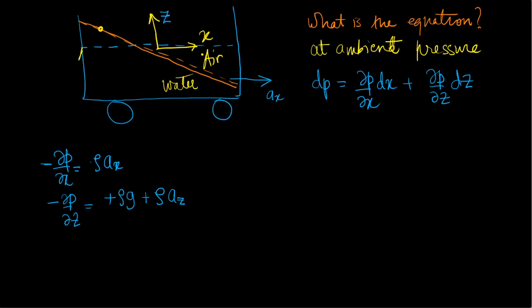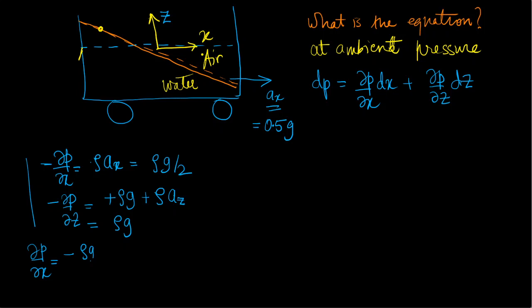So now let us substitute these equations over here, and in fact in the given problem we only have ax, az is equal to 0. So this particular expression becomes rho g, and it is given that the value of the acceleration is equal to 0.5 times gravity. So this will be equal to rho times g upon 2. So from these two equations we may write del p del x equal to minus rho g upon 2 and del p del z is equal to minus rho g.